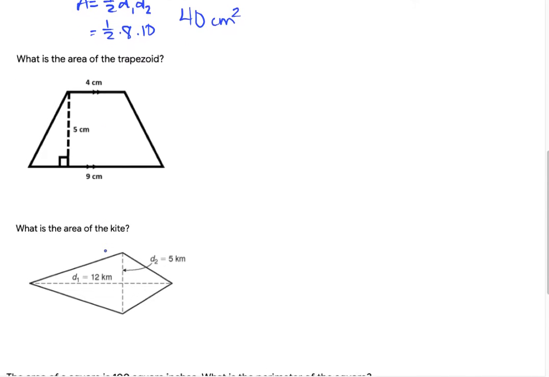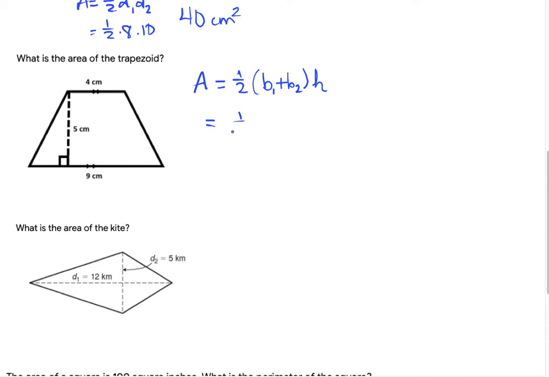The area of the trapezoid, that formula is going to be, my pen's lagging here, 1/2 times the sum of your bases times your height. So 1/2 times my bases 4 and 9, and my height is 5. So I think I get half of 65, so I get 32.5 centimeters squared.